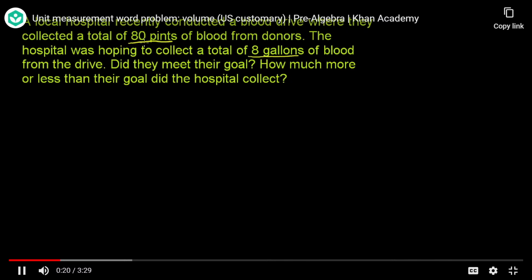So really, they collected 80 pints. We just need to figure out how many gallons that is and then say, well, is that going to be more or less than 8 gallons? So we start with 80 pints. And we can take it step by step. You may or may not know how many pints there are per gallon.